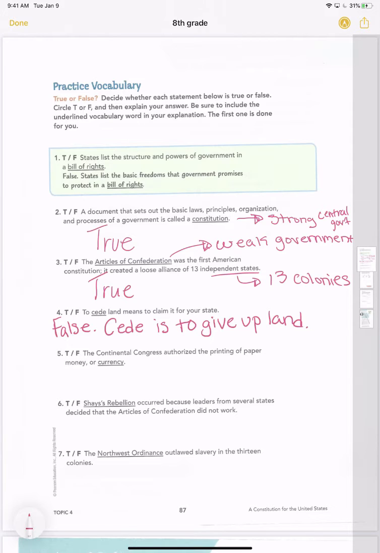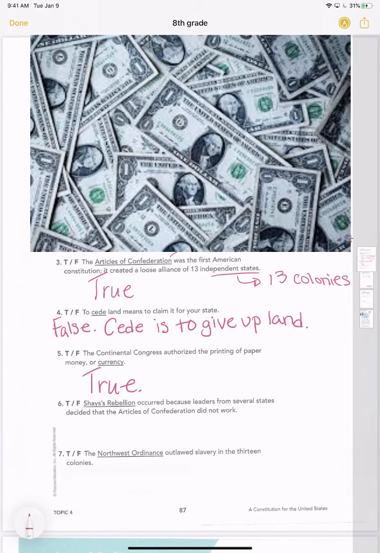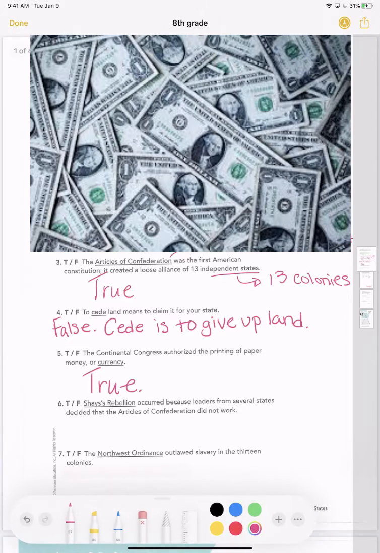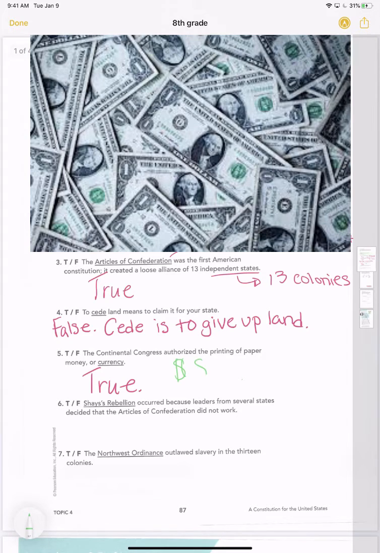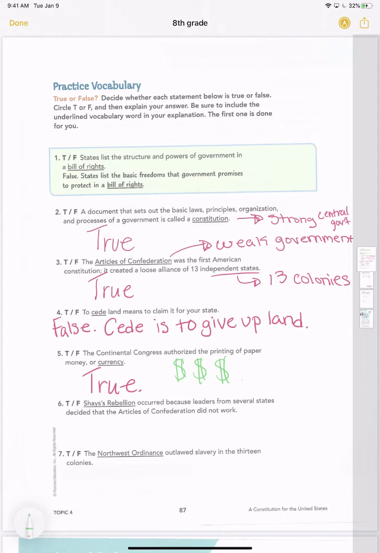All right, number five, true or false: the Constitutional Congress authorized the printing of paper money, or currency. That is true. We know currency is paper money. They needed to make currency so that they could pay the war debt. So it was all about the money, all about the Benjamins.